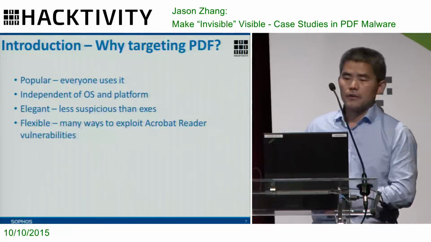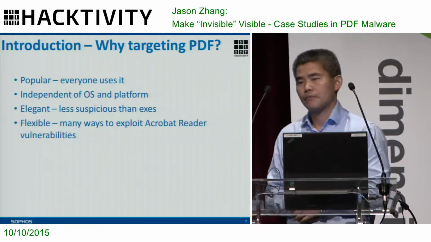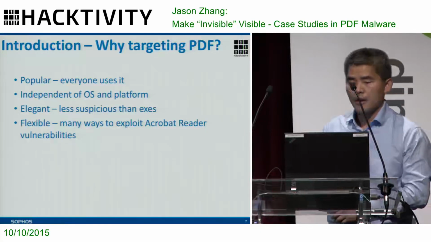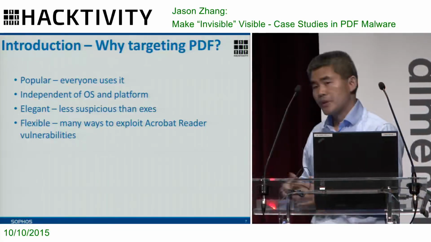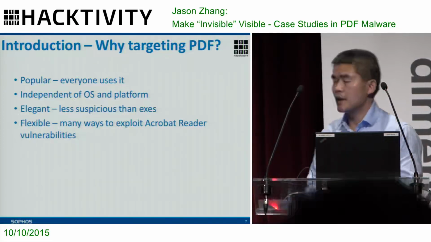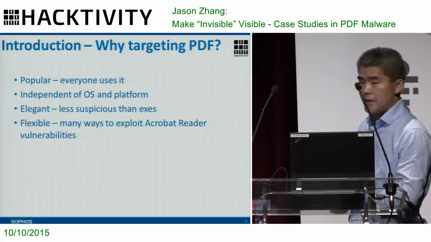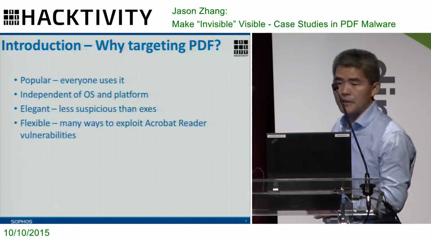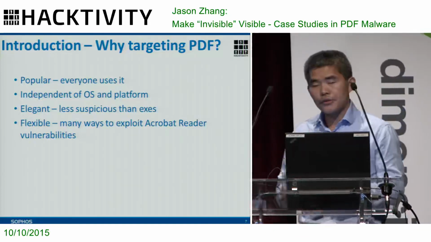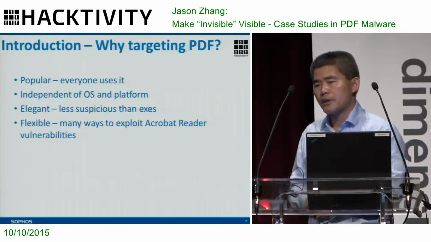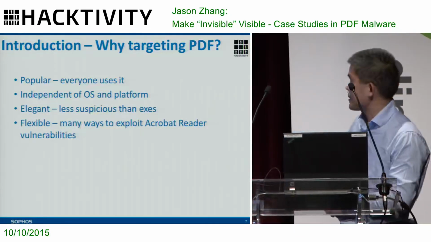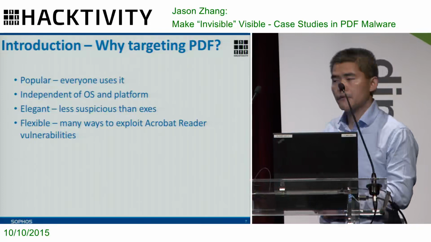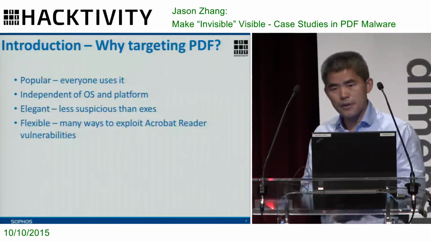So why are those guys targeting PDF? Because everyone uses it. I'm sure everyone here uses PDF every day, and it's very popular. Also, the PDF file is independent of the operating system and the platform. And when you get a PDF file from your friend in your email box, you feel it is less suspicious than an EXE. Also, the Acrobat PDF reader has lots of vulnerabilities inside, which opens lots of doors to the malware writers because it's flexible to target the PDF reader. So those are the key reasons why they are targeting PDF.